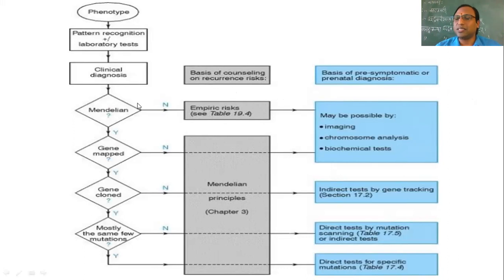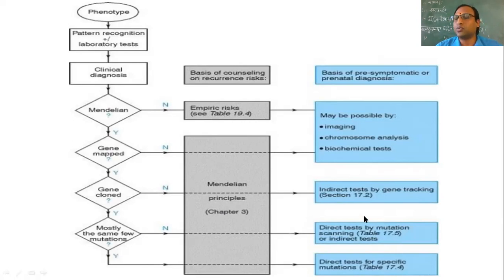Here, the first thing is the Mendelian part. If you see the Mendelian part, there are so many syndromes, and so many testings have to be done for confirmation. So empiric risks, like yesterday we said about the third law of Mendelian laws, how it follows. Based on that, it can be said whether it is in different loci or in the same loci. So we have to consider that. Then the gene is mapped, then cloned, and most of the mutations, whether they have any mutations or not, will be studied.